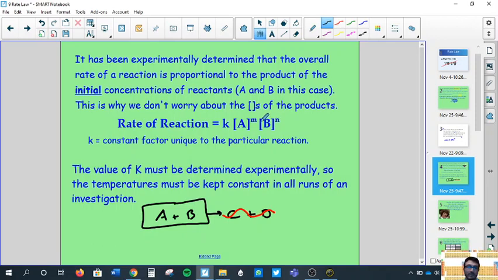It is our job then to determine what that relationship is. Is it linear? Is it exponential? What are the values of M and N? That's the first thing. Also, what is the value of this K? Okay, this is a constant. It will have certain units that we'll get into discovering how we can determine. So this is what's called your rate constant.